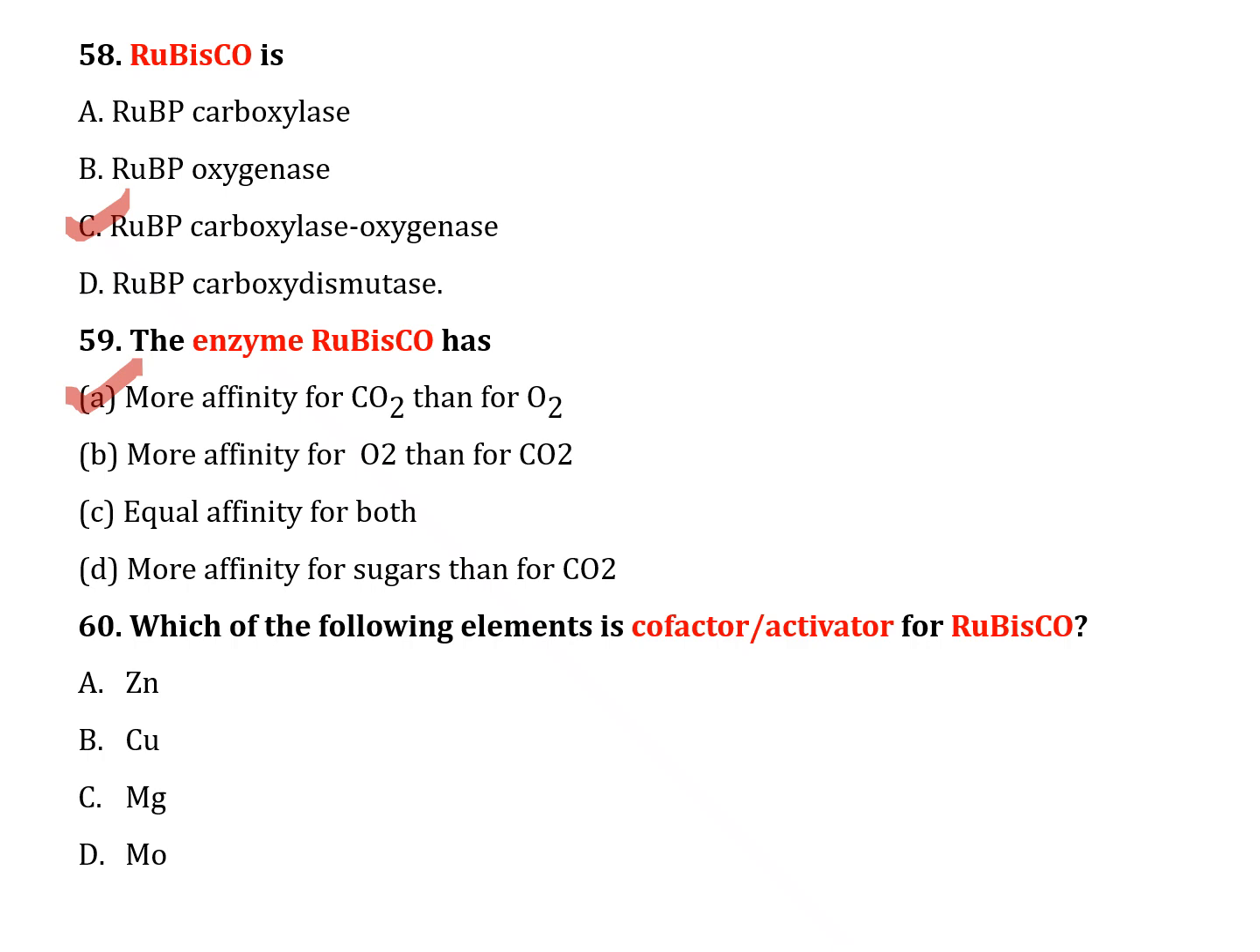The next question, number 60. Which of the following elements is cofactor or activator for Rubisco? Option A zinc, option B copper, option C magnesium, option D molybdenum. The correct answer is option C magnesium. Magnesium ion and red light are required to activate the Rubisco enzyme.